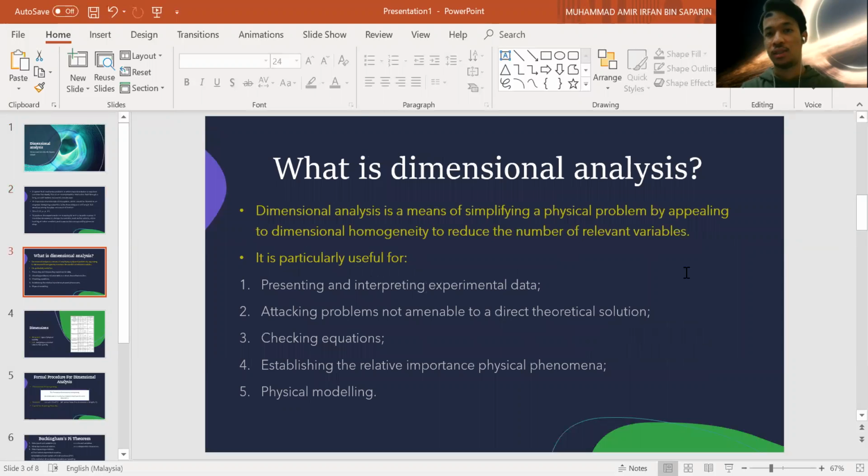So what is dimensional analysis? Dimensional analysis is a means of simplifying a physical problem by appealing to dimensional homogeneity to reduce the number of relevant variables. It is particularly useful for presenting and interpreting experimental data, attacking problems not amenable to a direct theoretical solution, checking equations, establishing the relative importance of physical phenomena, and also physical modeling.